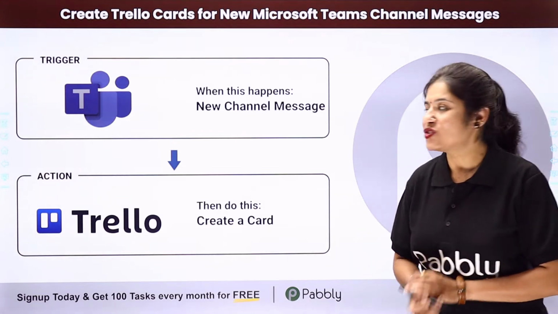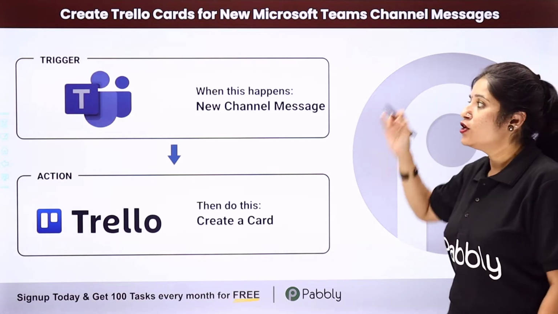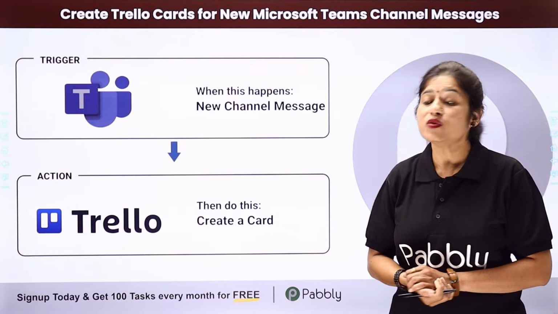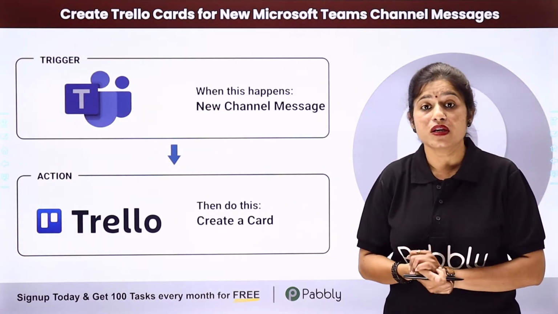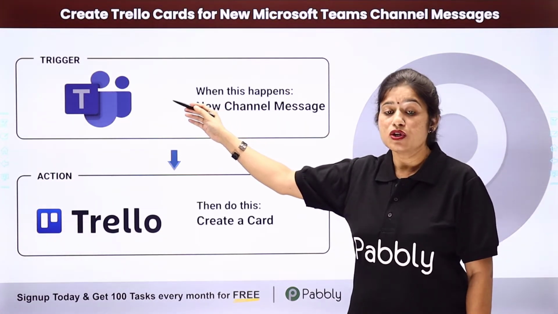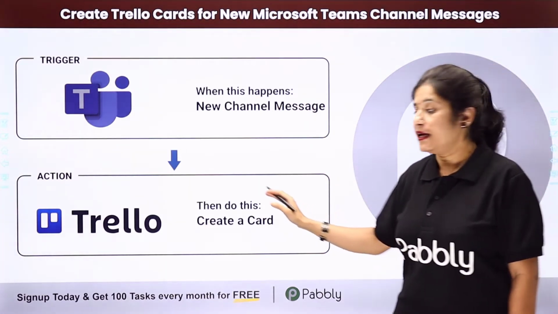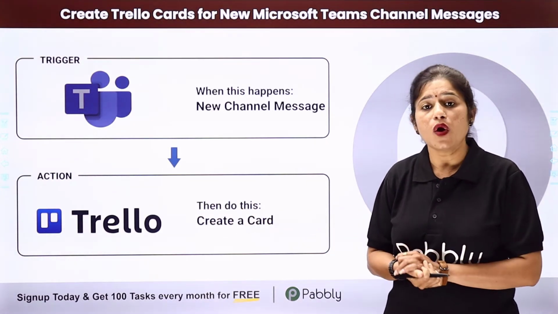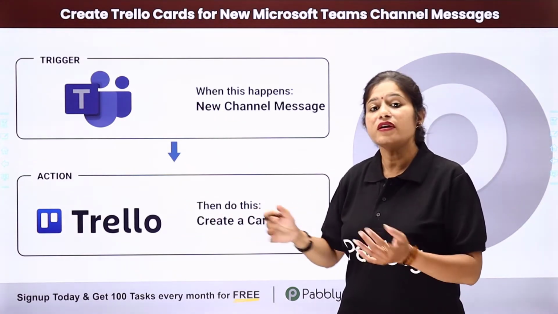In this video we are going to learn how you can create Trello cards for new Microsoft Teams channel messages. So let's take an example that you are a professional working in an industry who uses Microsoft Teams for your business related communications. Now you want that whenever you receive a message on a specific channel in your Microsoft Teams account, automatically based on specific keywords, a new card should get created in a Trello account so that you can work upon that particular card. But here the problem is that there is no direct connection between Microsoft Teams and Trello. So how is it going to happen?